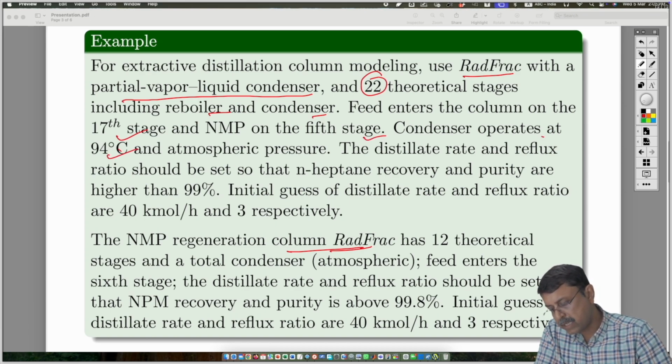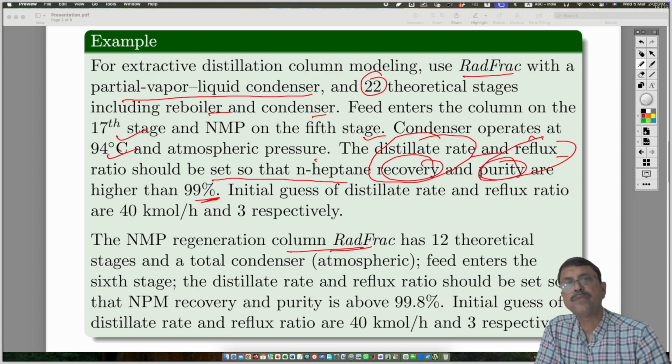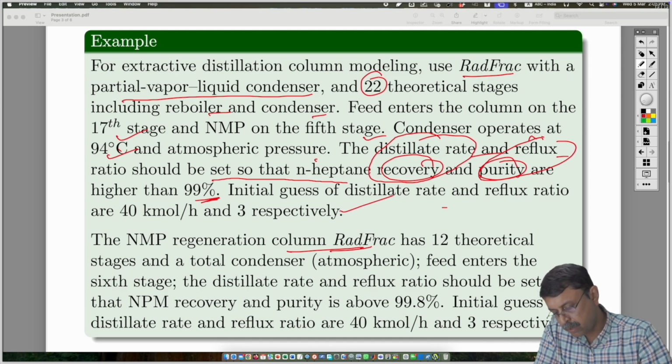Condenser operates at 94 degrees centigrade, atmospheric pressure. The distillate rate and reflux ratio should be set so that N-heptane recovery and purity are higher than 99%. So the distillate rate is clubbed with recovery, reflux ratio is clubbed with purity. So we have to tweak around the numbers. Probably we have to use some design spec. Initial guess of distillate rate and reflux ratio has been given. It is 40 kilomole per hour and 3 respectively.